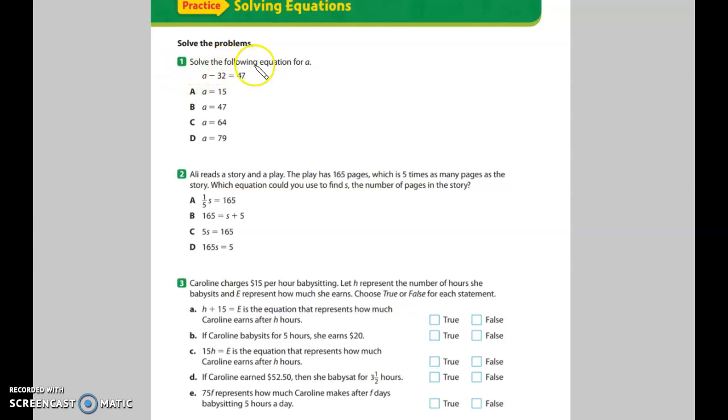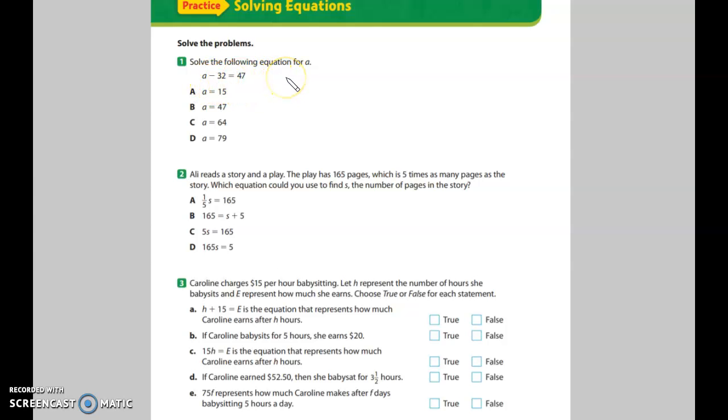It says solve the following equation for A. It says A minus 32 equals 47. So first thing we need to do is look at what operation is being used. We know that this is subtraction. What's the opposite of subtraction? What's the inverse of subtraction? We know that the opposite of subtraction is addition.